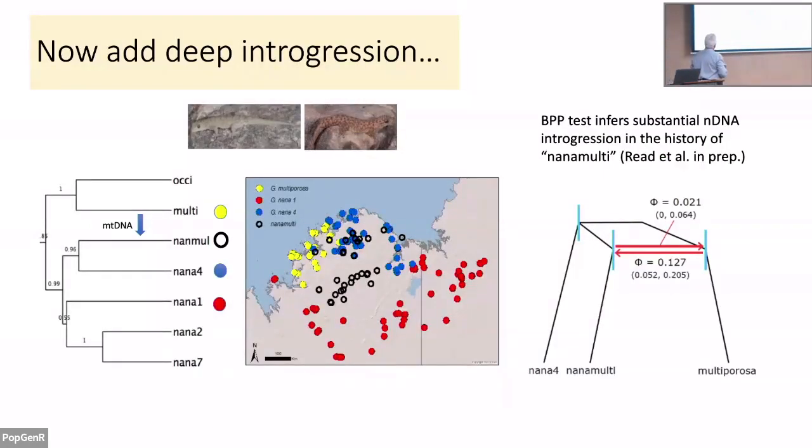So, and indeed that is the case in this group. So this brings in another player. This is the same complex, but now with the sister group. This is a described species, multiporosa, which occurs in the northwest Kimberley. We found that all the populations of Gehyra nana in here with the open circles had mitochondrial DNA from this guy. Right, so often strong mitonuclear discordance.